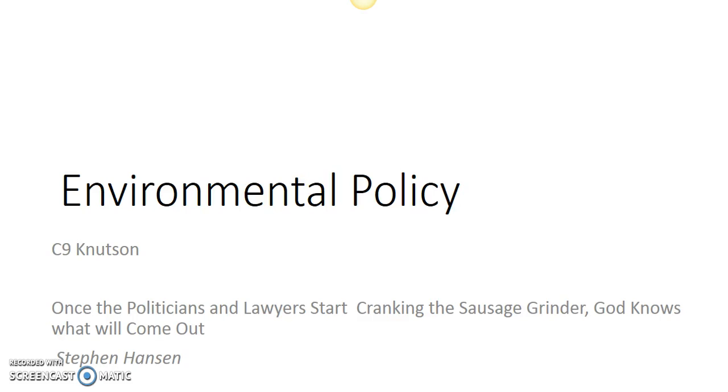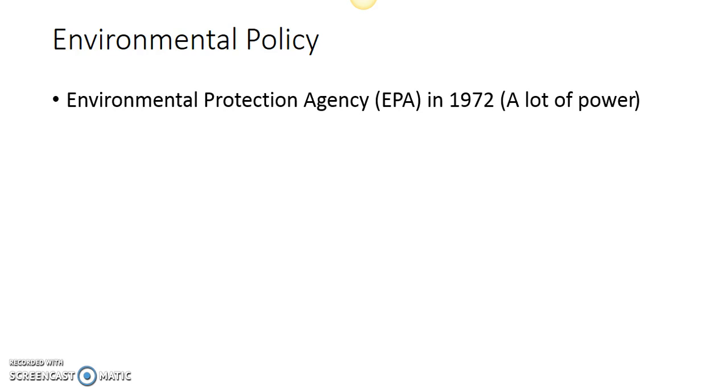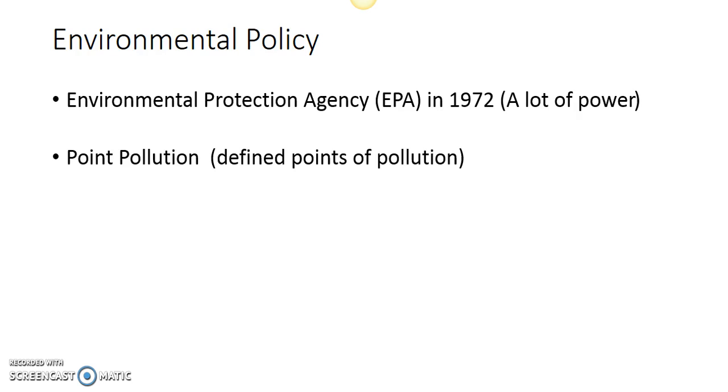Environmental Policy is the title of Chapter 9 of the Knudsen book on agriculture and food policy by Knudsen, Penn, Flitchbaugh, and Outlaw. Environmental policy really got kicked off in 1972 with the Environmental Protection Agency. And that's an agency that was bequeathed a lot of power. Prior to that time, there really wasn't a lot.